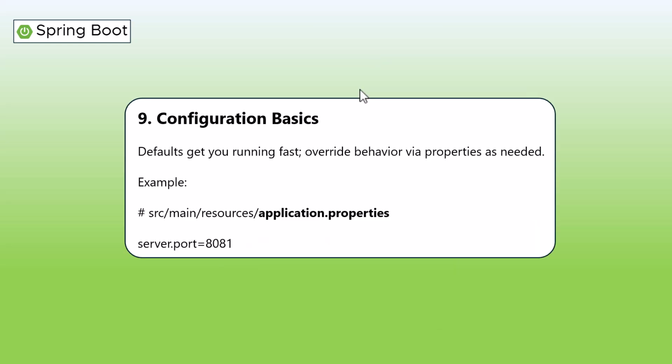9. Configuration basics. Out of the box, Spring Boot uses sensible defaults. You can override behavior using conventional configuration files if needed, but this lesson emphasizes how far you can go with zero configuration by leaning on auto-configuration and component scanning.